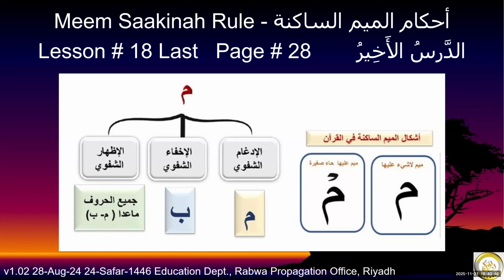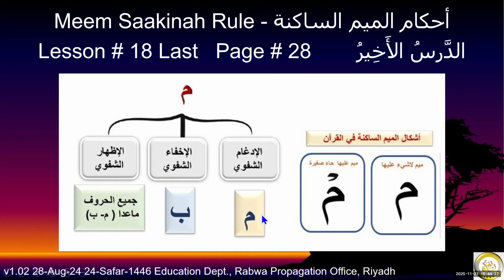The first case is meem sakina followed by letter meem. The second case is meem sakina followed by letter ba. The third case is meem sakina followed by any letter except meem and except ba. So these are the three cases. The first case is called idgham shafawi. When we read the meem sakina followed by meem, you have to merge, you have to mix the meem sound of meem sakina with the following letter meem in such a way that if you mix milk and water together, you cannot differentiate it.